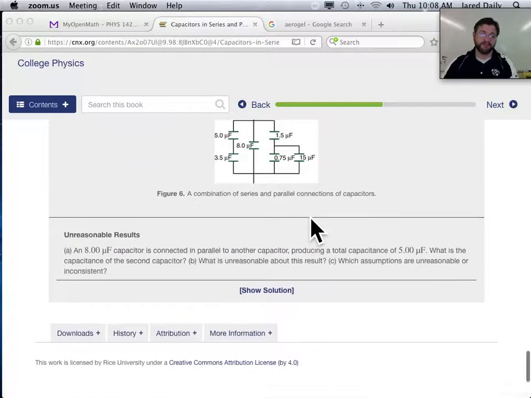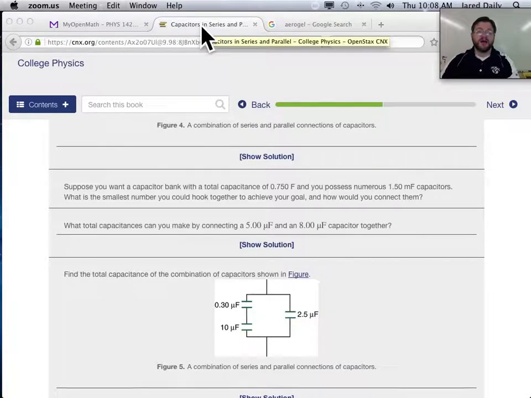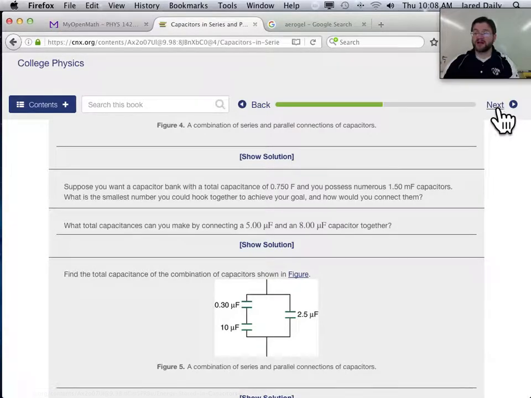So, anyway, that is our first practical lesson in capacitors.